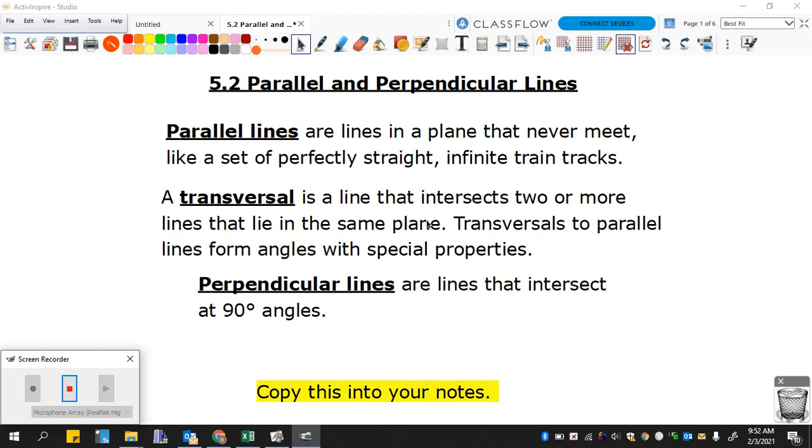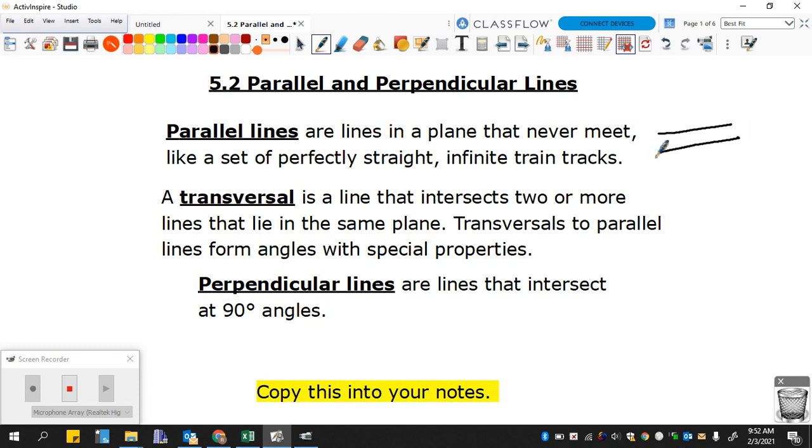In this lesson, we're going to talk about parallel and perpendicular lines. Parallel lines are lines on a plane that never meet. In other words, you already know that, but there are lines that go on forever, but they're never going to cross. Sort of like railroad tracks.